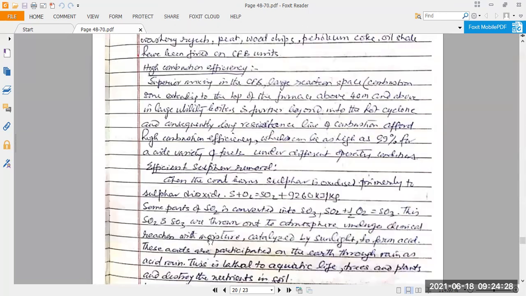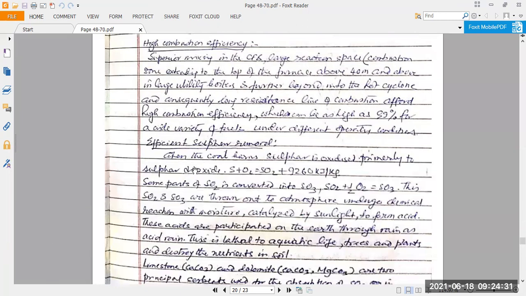And excellent sulfur removal. We know the sulfur and its residual gases are extremely detrimental to your health. When the coal burns inside, the sulfur is oxidized primarily.